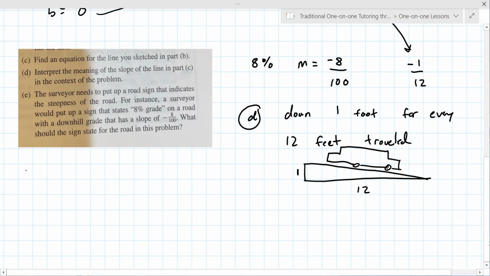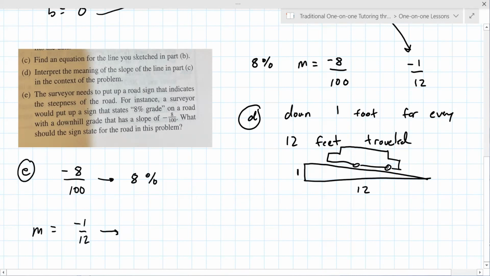That's part D. Part E, the surveyor needs to put up a road sign that indicates the steepness of the road. What should the sign state for the road in this problem? So they tell you that minus 8 over 100 corresponds to 8%. But the slope in your problem is minus 1 over 12.